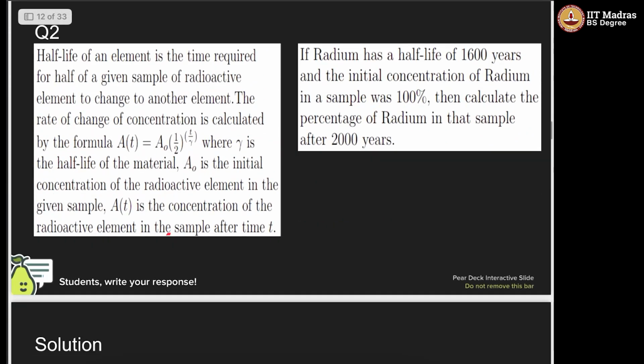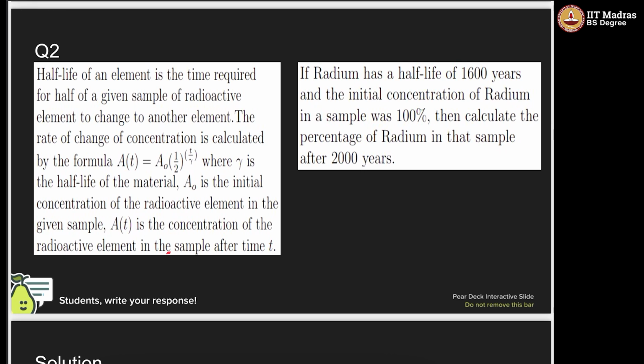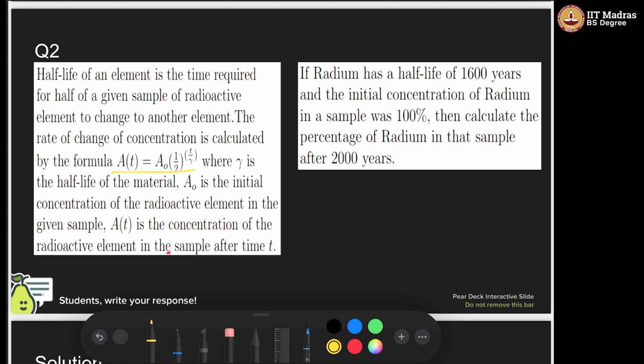Let's look at the next question. Question number 2. Half-life of an element is the time required for half of a given sample of radioactive element to change to another element. The rate of change of concentration is calculated by the formula, where gamma is the half-life of a material, A naught is the initial concentration of the radioactive element in the given sample, and A t is the concentration of the radioactive element in the sample after time t.